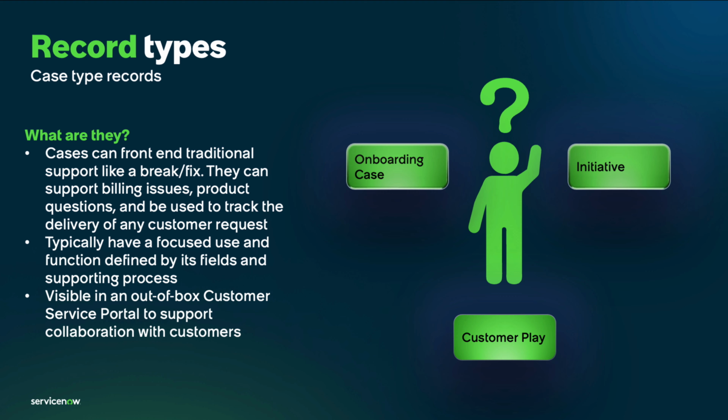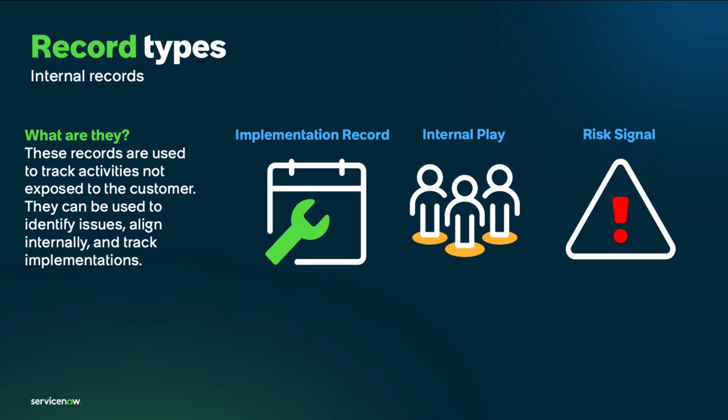On the flip side, we have internal records. These track the work the customer doesn't see, things like the internal play and the implementation record. You would use these to flag issues early, align your own team internally, and track implementation progress behind the scenes. It's the same data model, just a different audience.